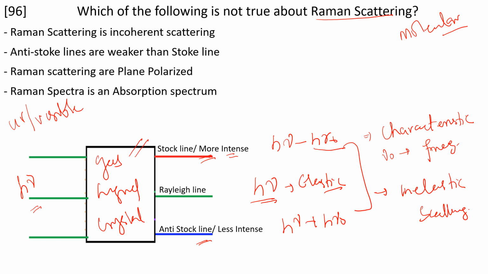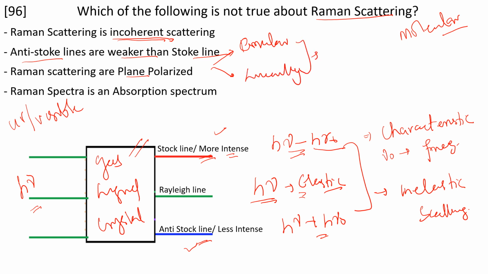Coming to the options, Raman scattering is incoherent scattering. Now looking at the scattered wave, you have different frequencies for the scattered wave. So this is an example of incoherent scattering. Anti-Stokes lines are weaker than the Stokes line. Yes, that is also true. Raman scattering is plane polarized. Two types of polarization are available for this Raman scattering, that is circular polarized and linearly polarized. Both are used for crystallography.